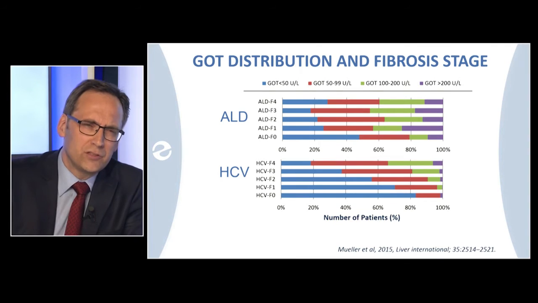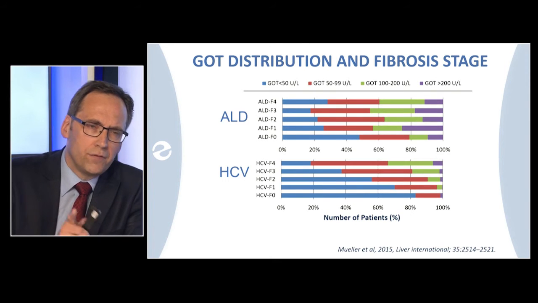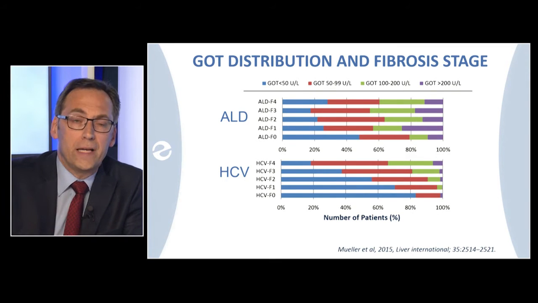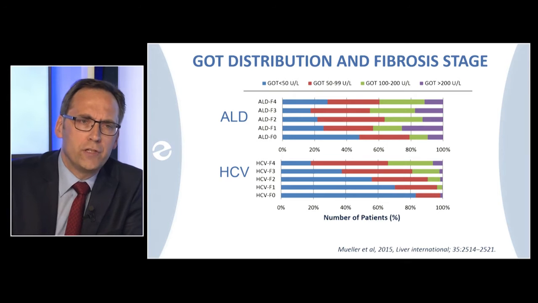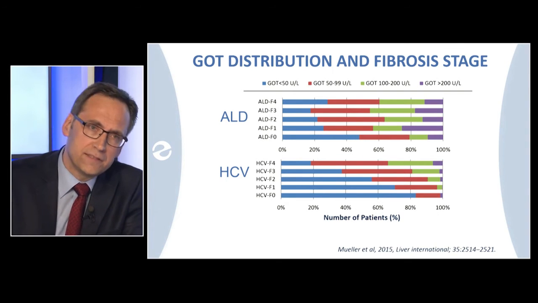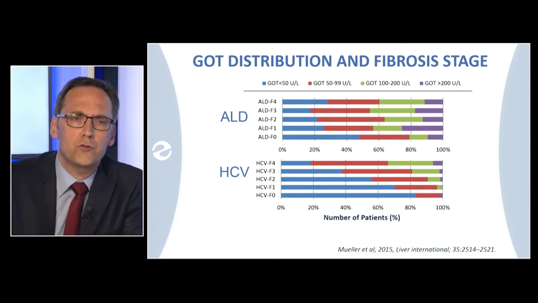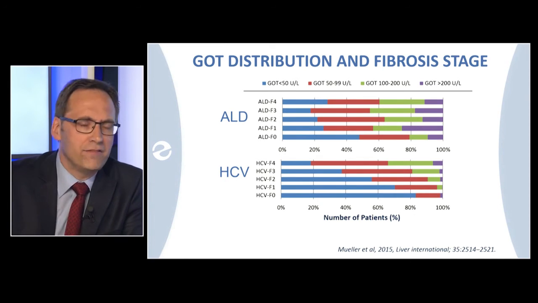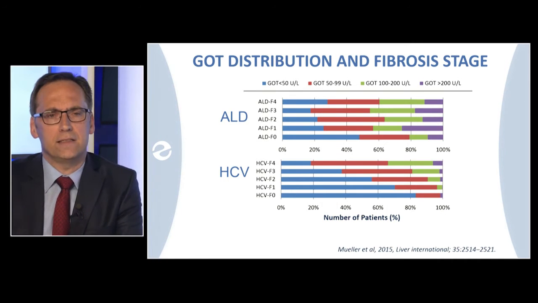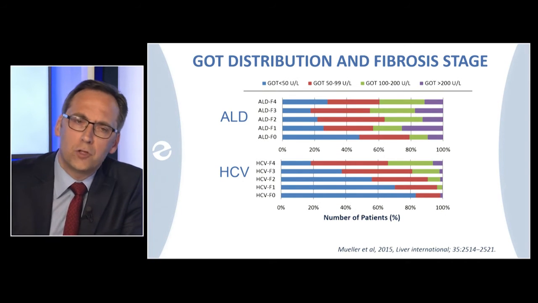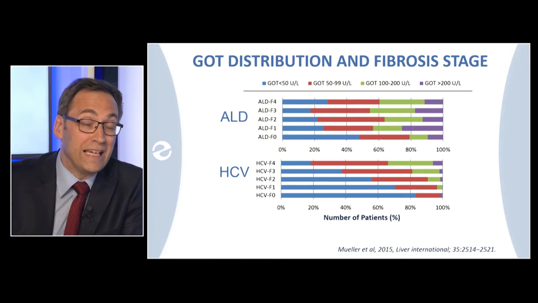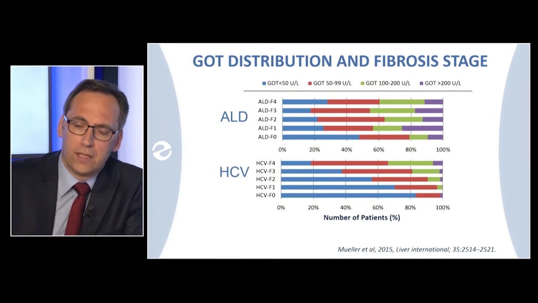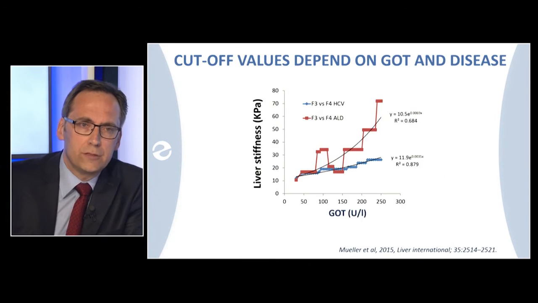And what it also tells you, quite interestingly, is the pattern of GOT. We divided the patients into four different GOT groups according to their level, less than 50 up to more than 200. And you see, really according to the fibrosis stage, there's a very different pattern between HCV and ALD. So with HCV you really see a continuous increase of the GOT levels. With ALD, it's different, and that all needs to be taken into account.